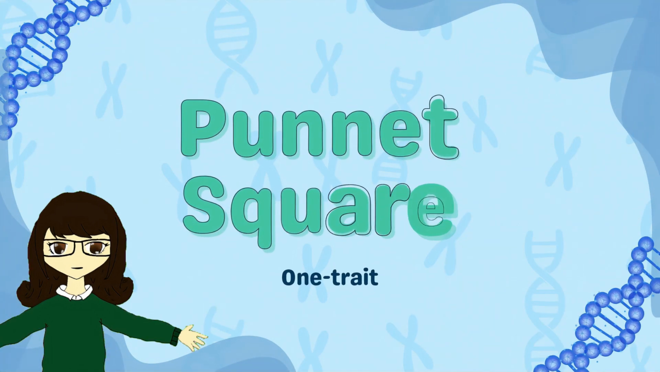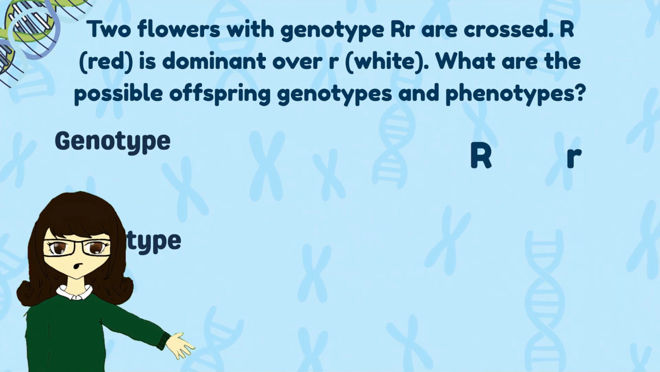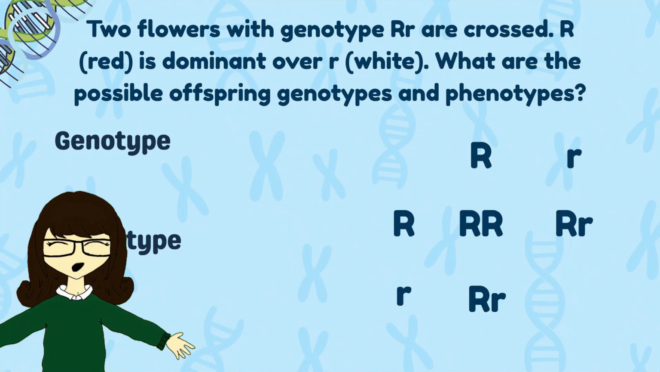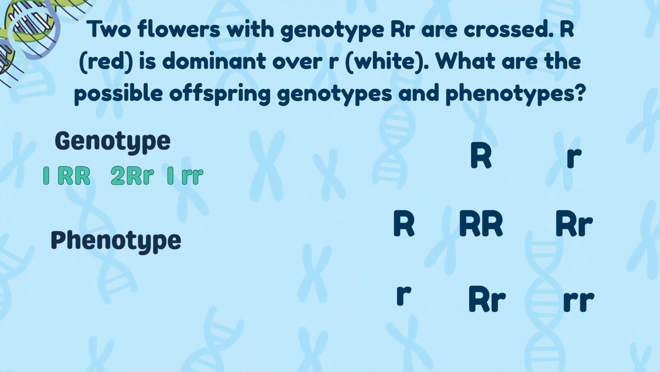Punnett square of one trait. So we're going to solve our Punnett square with the data we got. We put one parent's alleles on the top and the other's on the side. Then we combine them in the squares to see all possible genotypes of the offspring. When you finish combining the alleles inside the boxes, you count how many times each genotype appears, like I do in the example. Then when you finish counting, you make the genotype ratio by putting the numbers in order and separating them with a colon. Then you do the same thing with the phenotype to get the phenotype ratio.